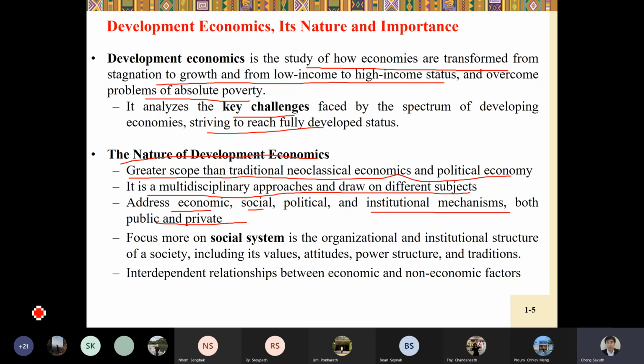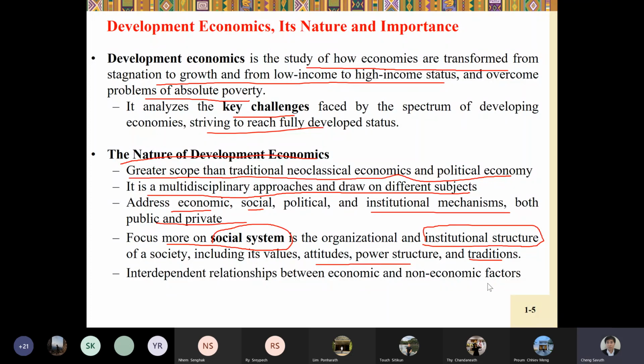One very important difference between development economics and traditional economics is that it focuses on the social system, or you may refer to this social system as the organization and institutional structure. Institution here refers to the norms, the culture, or the law or regulation that set the behavior, the way people behave. So it includes things like values, attitudes, power structure, and tradition that set the way people in the country behave.